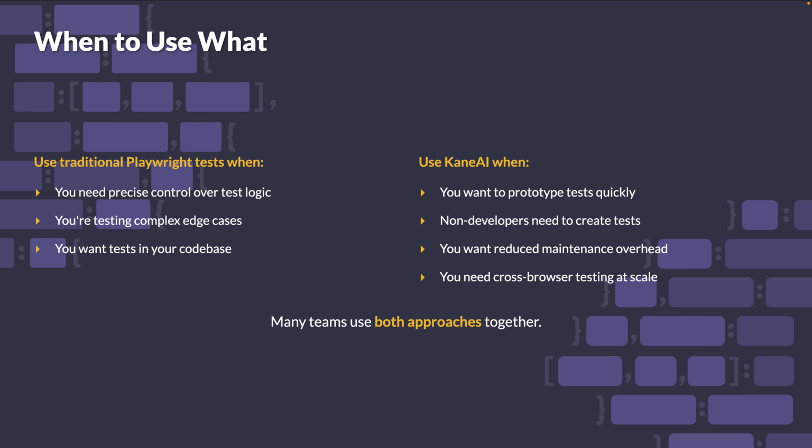So here's a practical guide. You can use traditional Playwright tests when you need precise control over test logic, you're testing complex edge cases, you're testing your code base. But KaneAI can be helpful when you want to prototype tests quickly. Non-developers need to create tests. You want reduced maintenance overhead. You need cross-browser testing at scale. And many teams can use both approaches together.